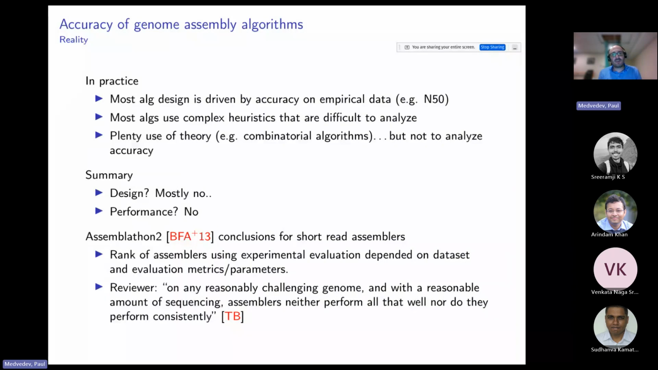Well, there was a comparison between different assemblers to measure their performance. And what they found was that depending on how you choose your experiments for evaluation and which data set you use and which metrics, the rank of the assemblers can vary a lot. And one reviewer summarized by saying, on any reasonable challenging genome and with a reasonable amount of sequencing, assemblers neither perform all that well, nor do they perform consistently.